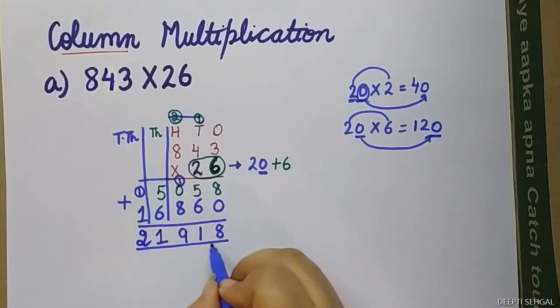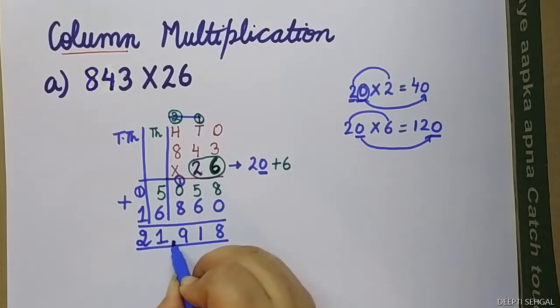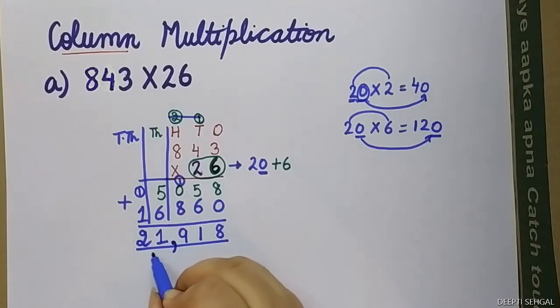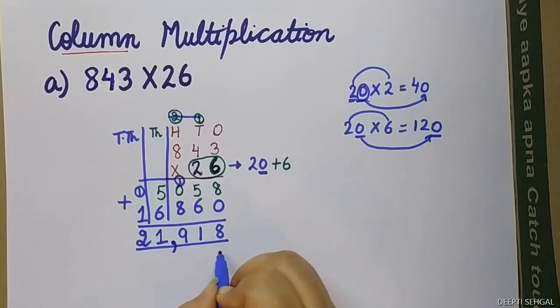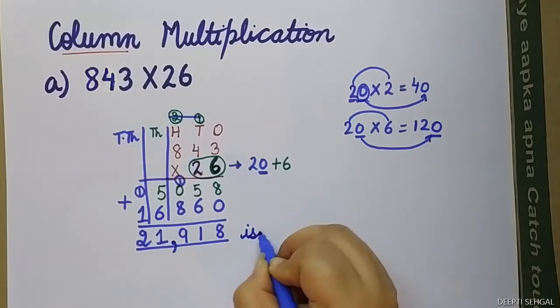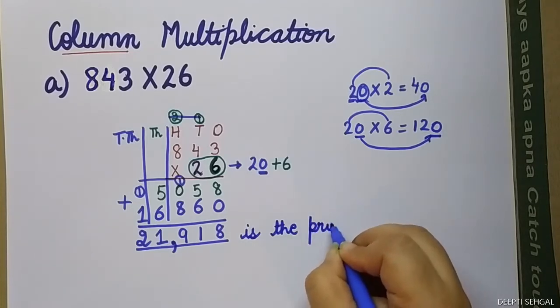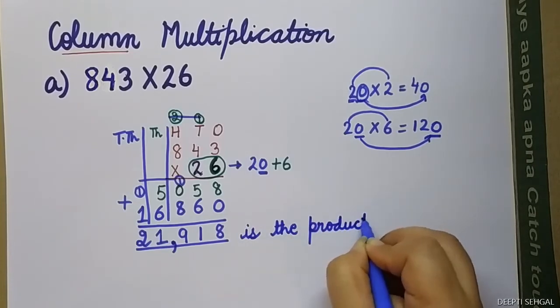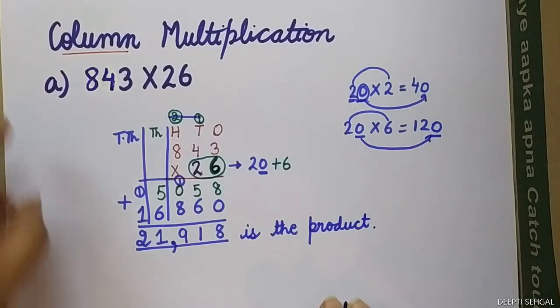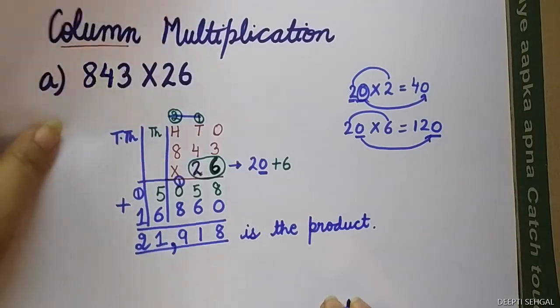So what is our answer? Ones, tens, hundreds, comma, thousands, 10,000s. 21,918 is the answer, and the answer in multiplication is called product. So it is the product. Let us try one more question now.